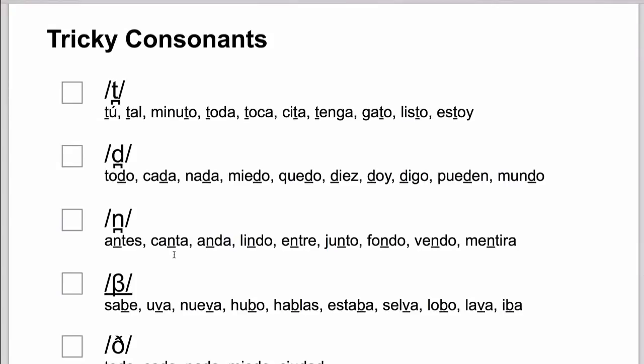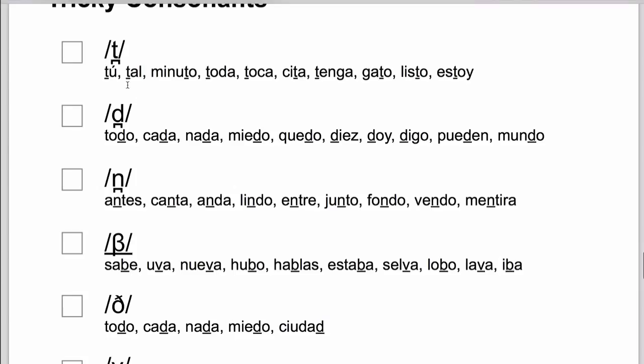Now we have the tricky consonants. These are the ones that people struggle to hear and pronounce correctly. Starting off, we have the T, D, and N. Look at this little kind of hat thing beneath the D, T, and N. And what this represents is that you're articulating these sounds with the blade of the tongue rather than the tip. In English, we articulate these sounds always with the tip of the tongue.